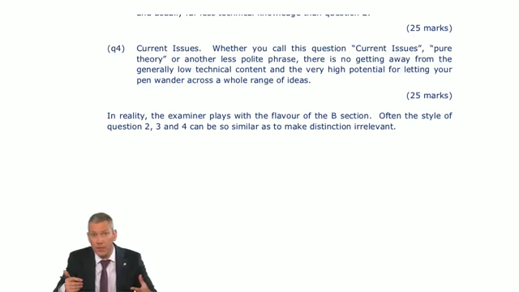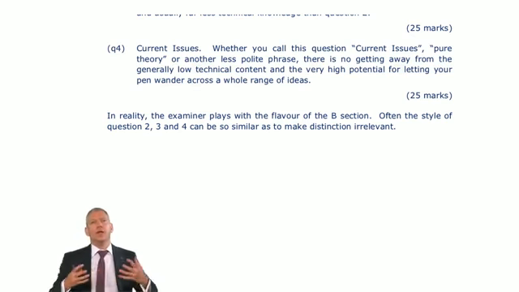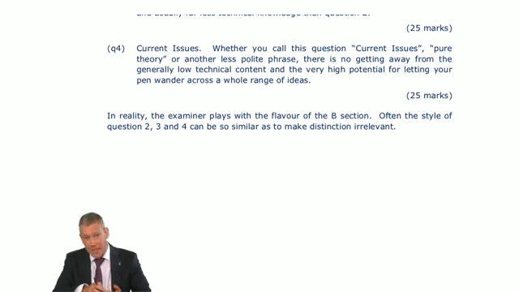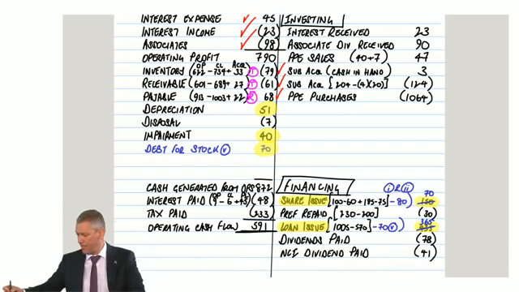So the consequence is that, particularly in question 4, that's when the marking guide is at its loosest. Doing a current issue question is all about just having a go at answering the question. And that's exactly what I'm going to show you when I have a look at a question in a second. So I'm going to start teaching you about current issues.